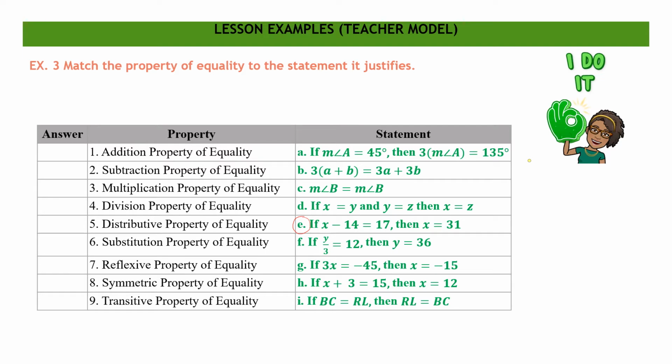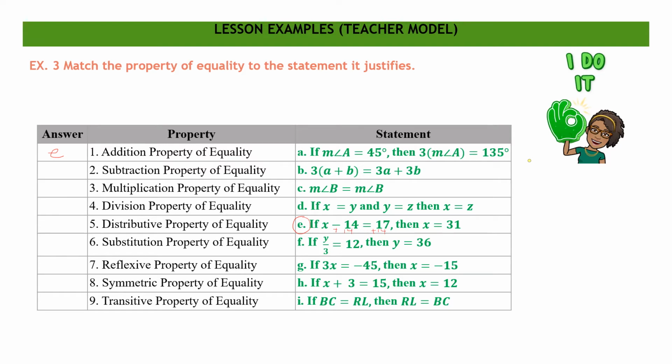Well, what did I have to do here? I had to add 14 to both sides. And if I added 14 to both sides, that gave me a 31. So E would be my addition property of equality. Let's look at the next one, subtraction property of equality.